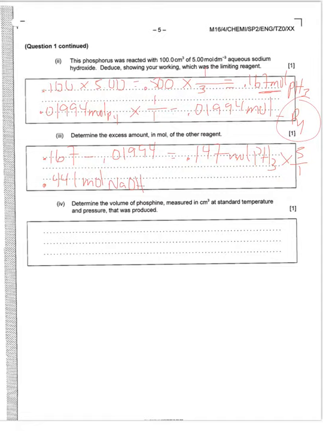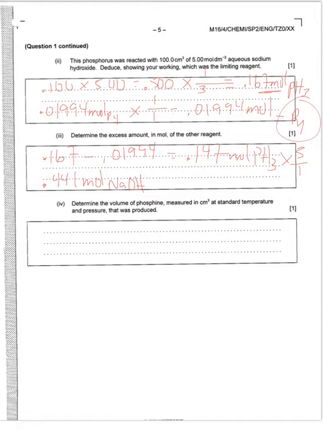I could have also taken the 0.02 times the 3:1 ratio to say 0.06 used, so 0.5 minus the 0.06, and I again would have gotten the 0.44 of NaOH left.